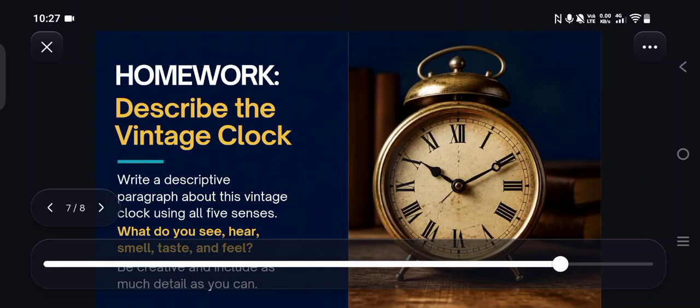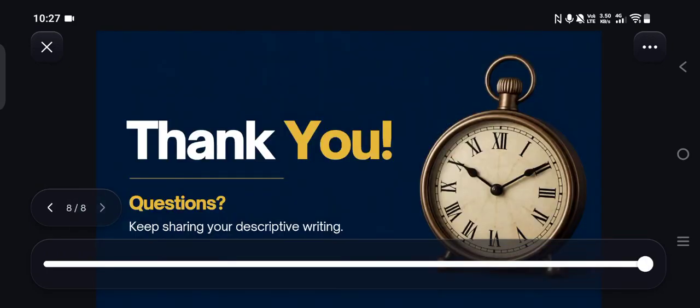You can do it. So this is all for today. Thank you if you all liked it, and don't forget to complete the homework. Also practice writing descriptive paragraphs, because it will improve your writing and reduce your grammatical mistakes.